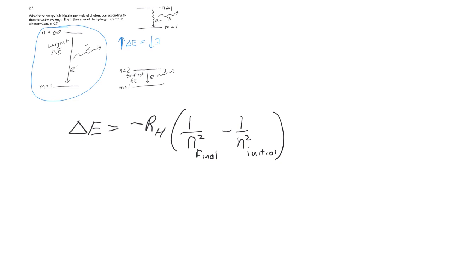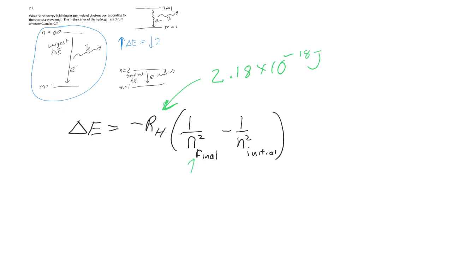Now we just need to plug in our values. Again, this is where listening to my lectures and taking notes actually helps. I give you in your notes a value for the Rydberg constant for a hydrogen-like atom for this form of the formula. And it is 2.18 times 10 to the negative 18 joules. So we have our Rydberg constant.